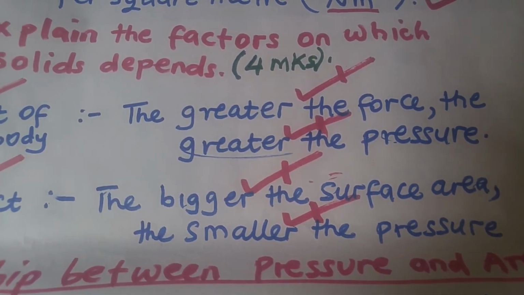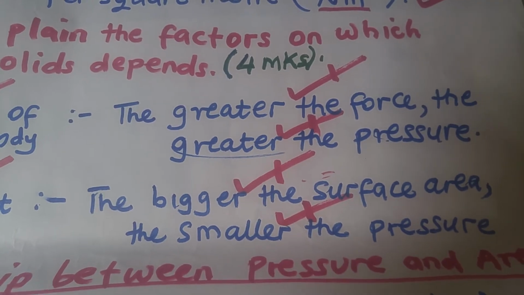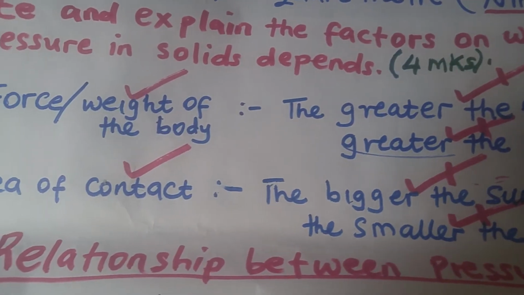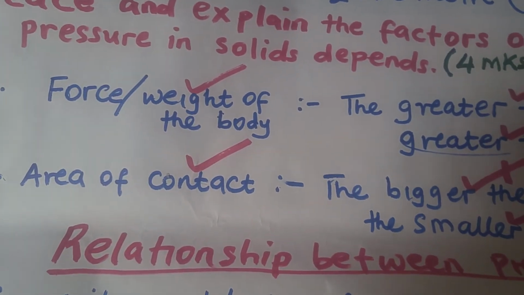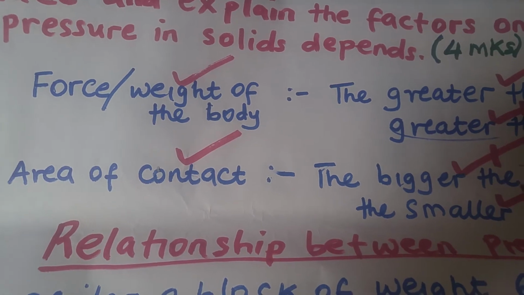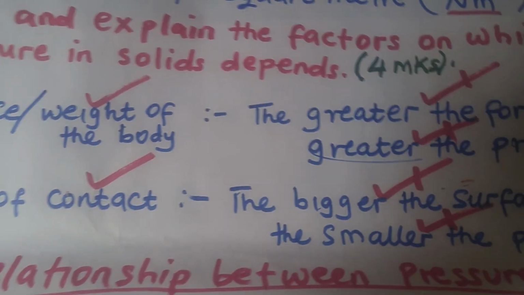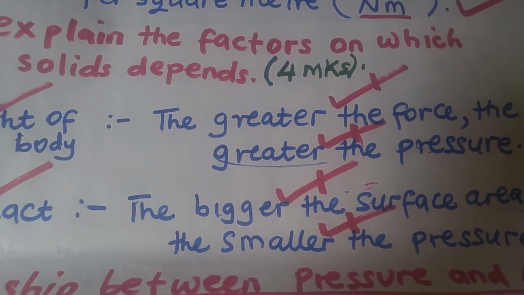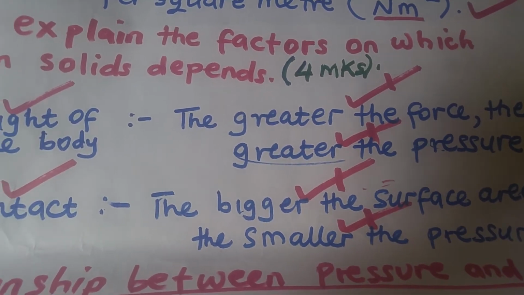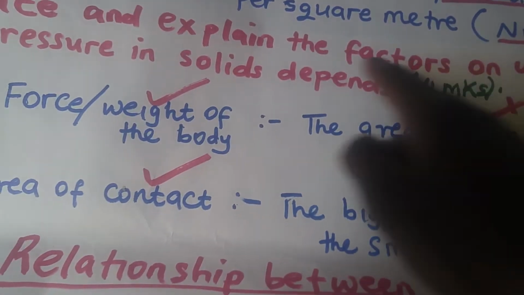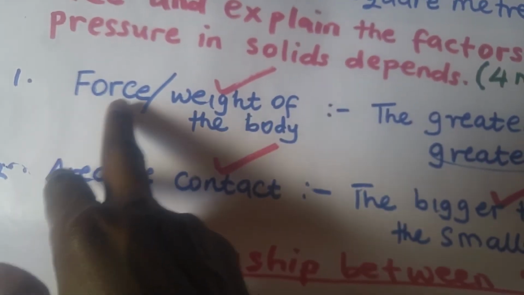So for that reason, what do we do? We make it small so that the pressure is big. So how does the area of contact affect pressure? The area of contact affects pressure in a way that when the area of contact is small, the pressure is big. And when the area of contact is big, then the pressure is small. You see? This is what the examiner wants. And here we have 4 marks. So the first factor was force. You get 1 mark.